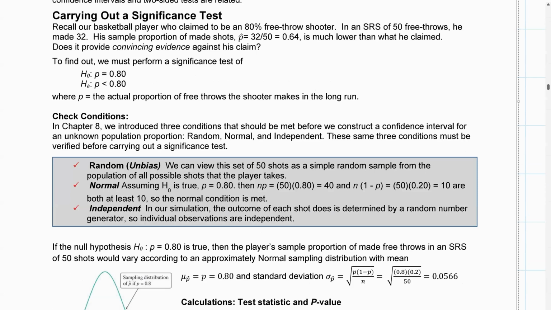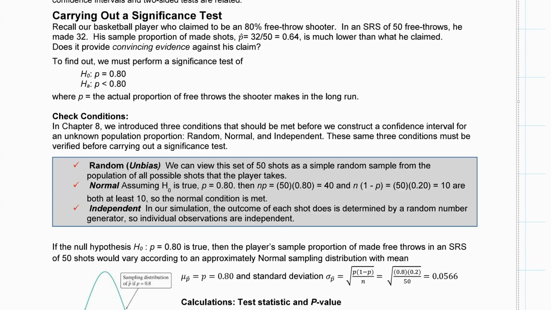So let's do this in the context of those free throw shooting examples. Recall our basketball player who claims to be an 80% shooter. We say, we don't believe you. So we do a simple random sample of 53 throws, and out of those 53 throws, he makes 32. The p-hat value is 0.64.